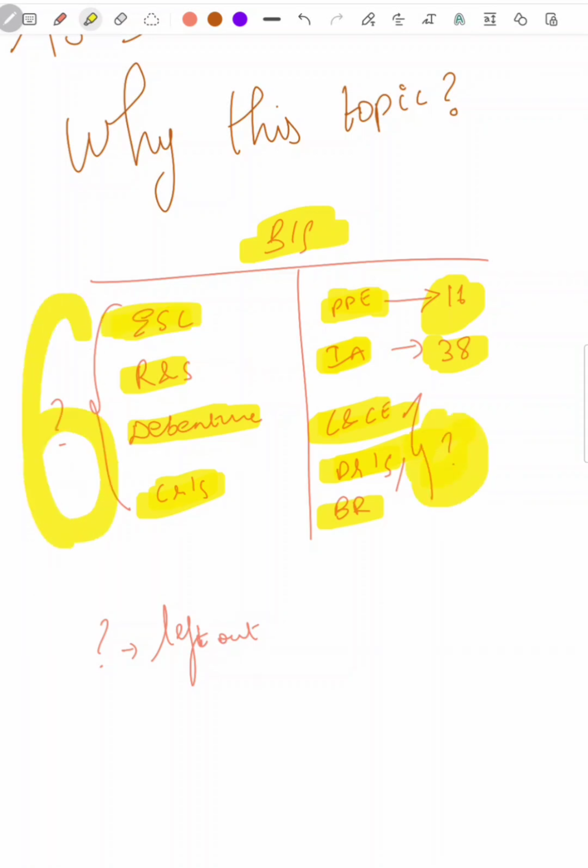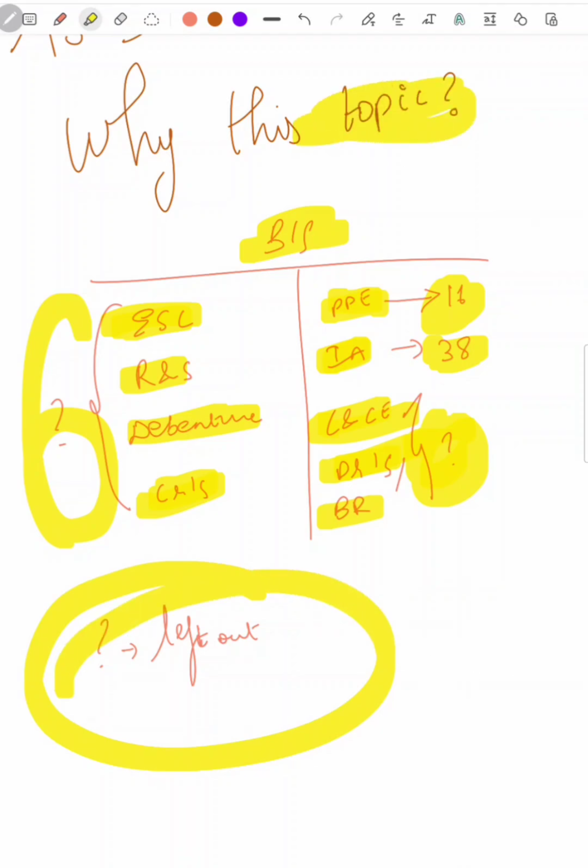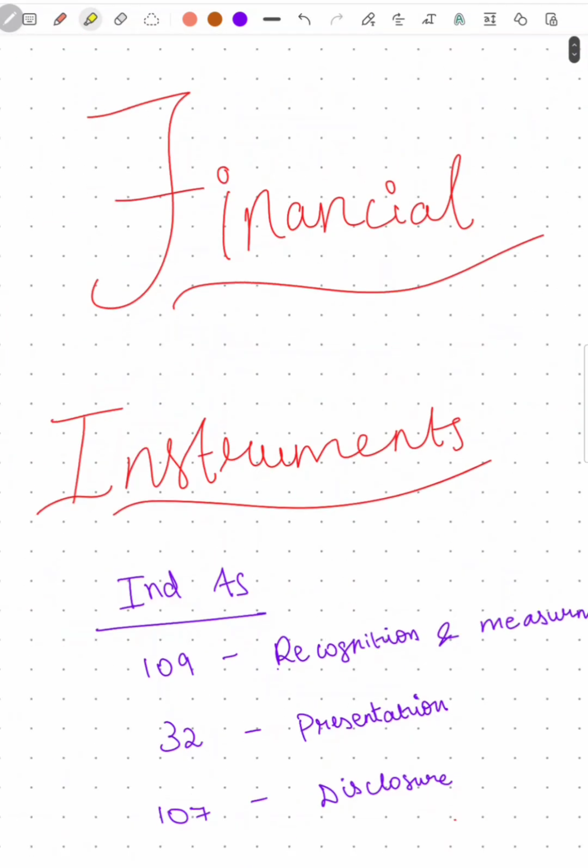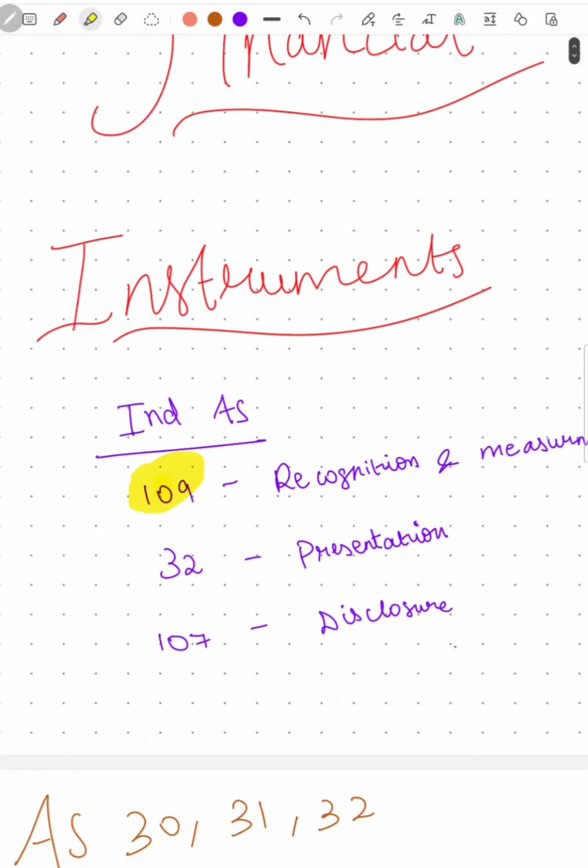Where will we cover all these? These are the left out items over here. All these left out items we will cover in this topic, that is, the financial instruments topic. Under Ind AS 109 will recognize this, will measure this, and Ind AS 32 will say how to present this equity share capital, debtors, creditors. And Ind AS 107 talks about how to disclose these items.